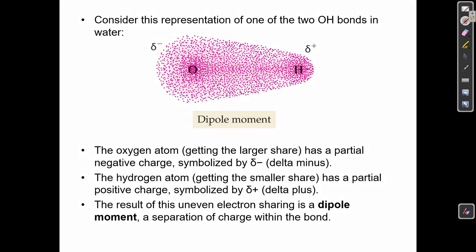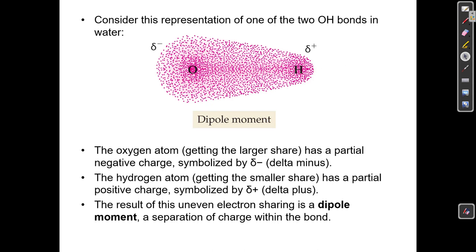If it wasn't pulling the electron toward itself and this was a nonpolar bond, the cloud would look more like this, or there would be just as many dots over by hydrogen as there were over by oxygen. But since there are more dots by oxygen, that shows that the electron likes to spend more of its time by oxygen, because oxygen is more electronegative. So we call that a polar covalent bond, and we also say that molecule has a dipole moment.